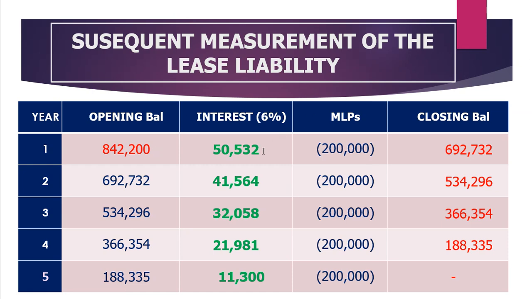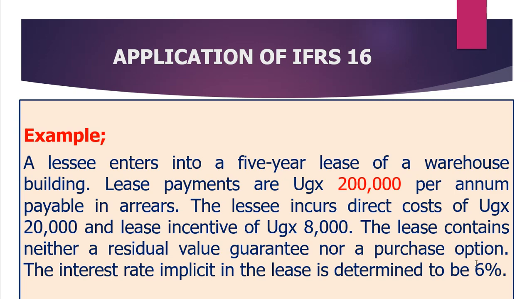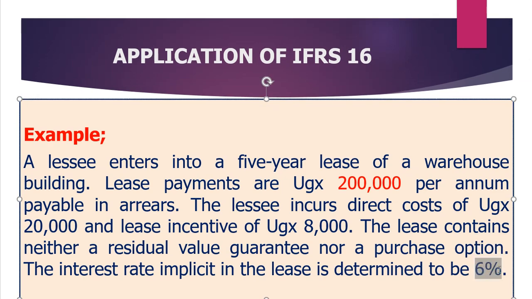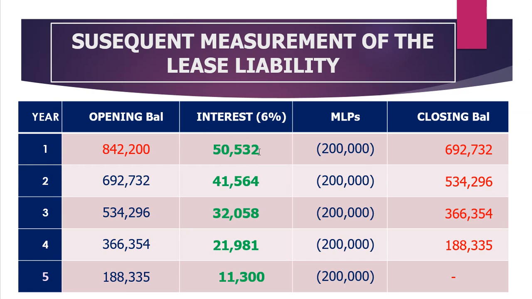We still have the full liability. Then we subject it to the interest. What is the interest on this liability? 6%, according to the question. The question said 6% here. Let me paint it red or green such that you can see what I'm saying here. So now we are going to add back interest, and then after adding back interest, we raise the minimum lease payments because we are paying 200,000 every year.